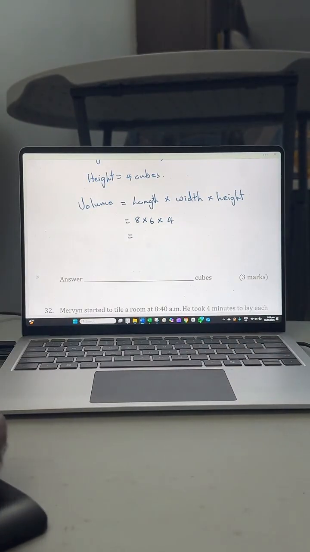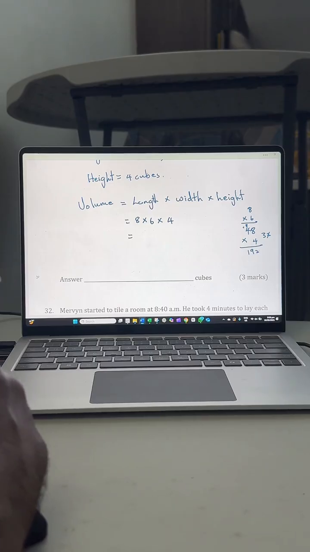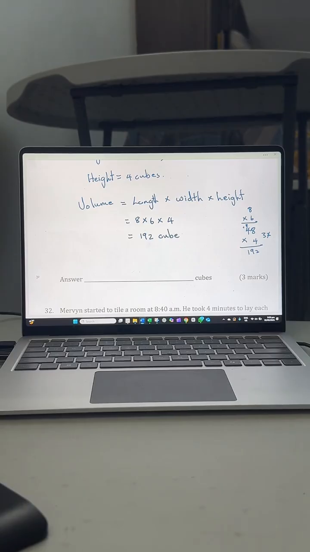If you need to go to your working column, go to your working column. Guys, don't get these things wrong because of working. 8 multiplied by 6 is 48, and then you need to do 48 multiplied by 4. 4 by 8 will be 32. You put the 2 here, you add 3. 4 4s are 16, and 16 and 3 is 19. So 192 cubes would be needed to fill the entire cuboid.